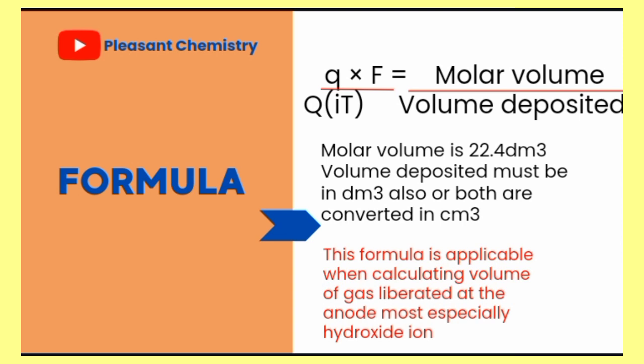And note that the volume deposited must also be in decimeter cube. So if the volume is not in decimeter cube, we might need to do a conversion from centimeter cube to decimeter cube, and that means that whatever value is in centimeter cube is divided by 1000 in order to convert that value to decimeter cube. So this formula can be used when we are dealing with gaseous substances, and most of the time when we are talking about gas, it is being liberated at the anode. Now let's see some practice questions.